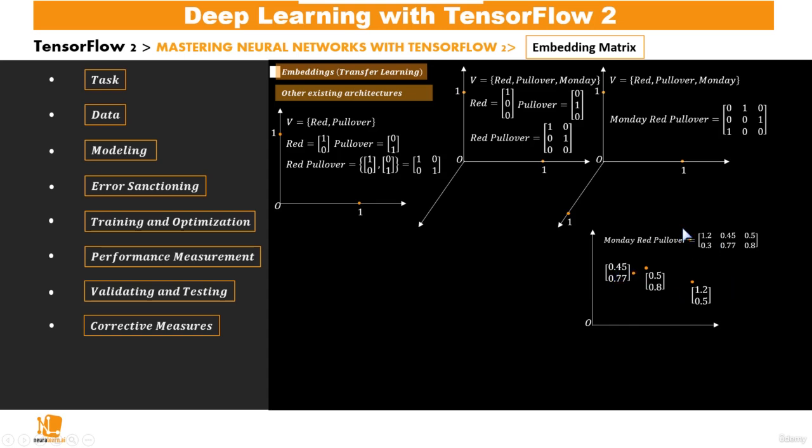We'll see clearly from here that instead of just having these in different positions as orthonormal vectors, what we now have is these vectors, Monday and red, which appear to be very close to each other as compared to, say, Monday and pullover. Also notice how red and pullover are closer to each other as compared to Monday and pullover.